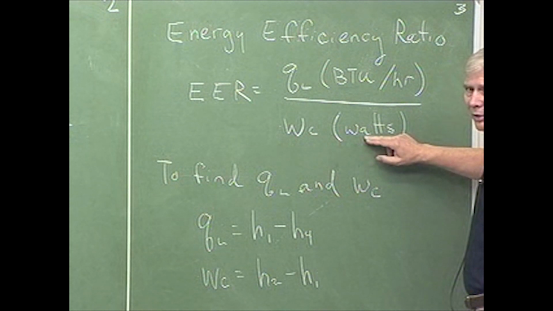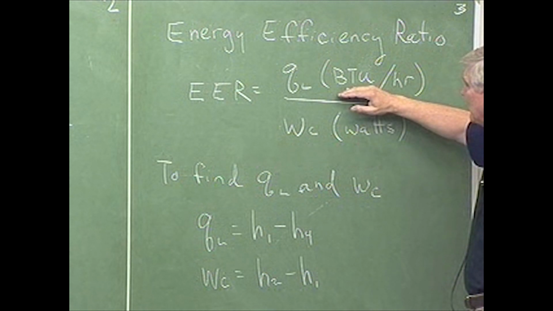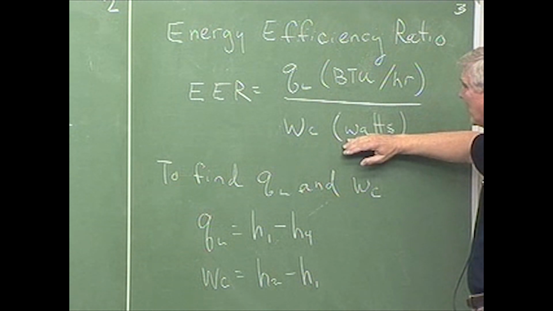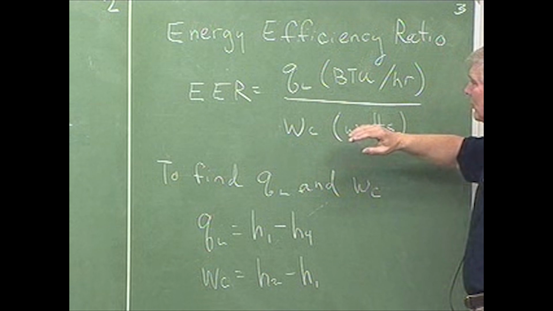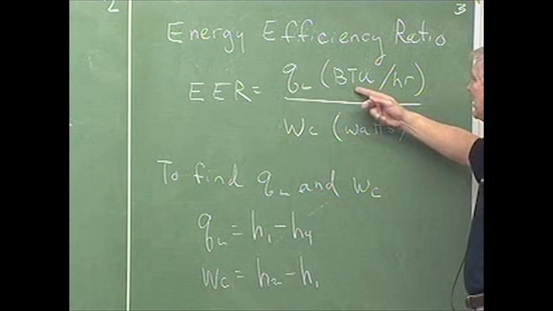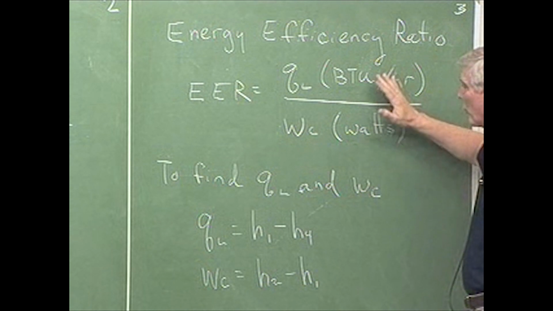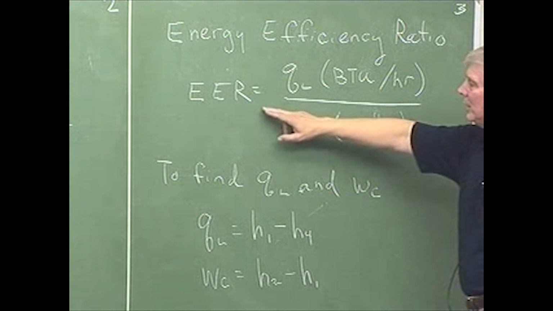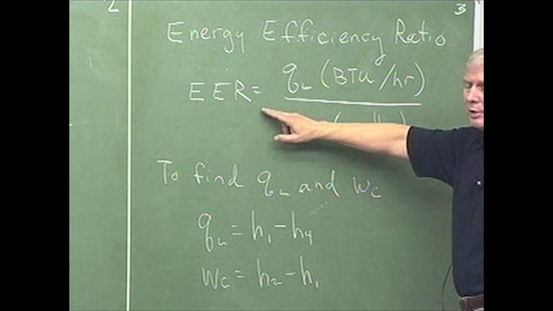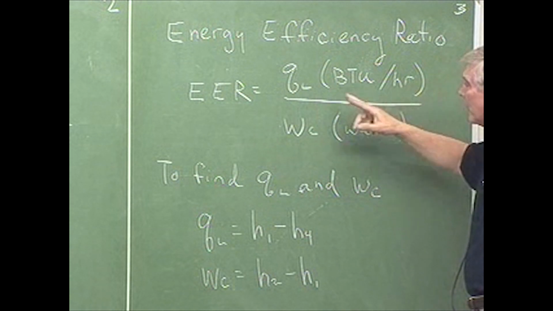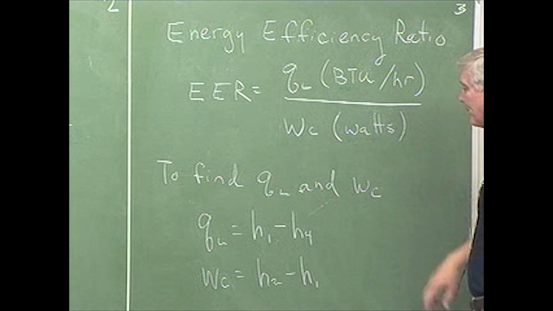Okay, so even though we calculate it the same way, we have to leave this in BTUs per hour divided by watts. So you get some number that's, let's say it's 5. It'd be 5 BTUs per hour per watt. It's traditional to drop the units, though. When we specify an EER, you usually won't see units, and everybody knows that it's BTUs per hour per watt.